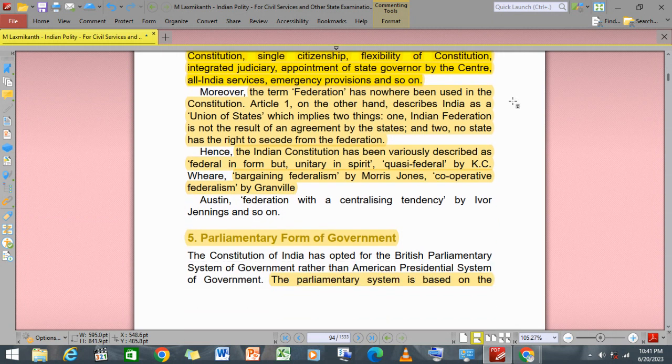However, the term federation has not been used in the Constitution. Article 1 describes India as a Union of States. It is not a federation like the US, and it implies two things: the Indian Federation is not the result of any agreement by the states, as it was in the US, and no state has the power to secede from the union.